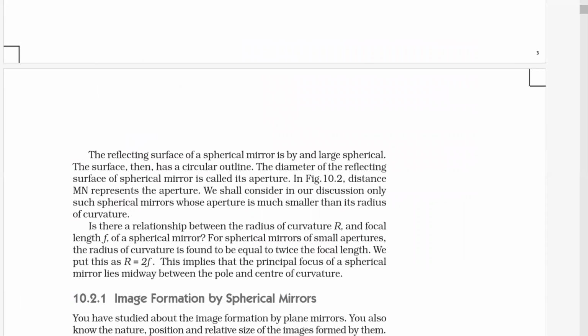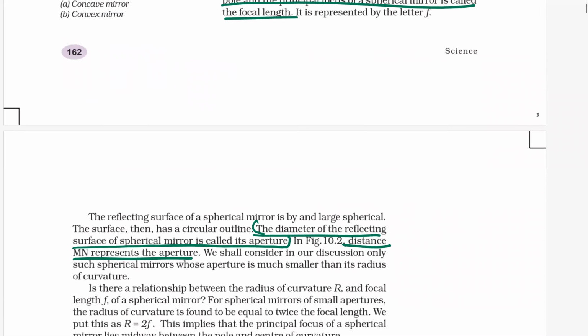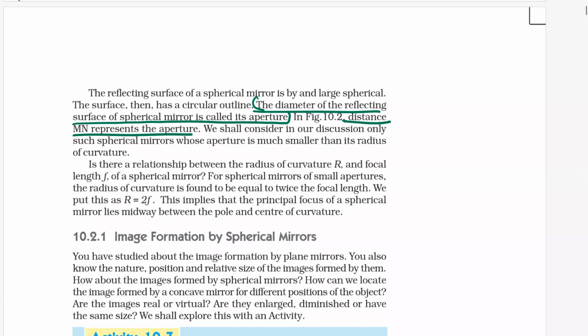Now, the reflecting surface of a spherical mirror is by and large spherical, a surface that has a circular outline. The diameter of the reflecting surface of a spherical mirror is called aperture. So the distance MN represents the aperture. ये जो MN distance है, इस distance को aperture बोलते हैं, इसका diameter. We shall consider in our discussion only such spherical mirrors whose aperture is much smaller than the radius of curvature.